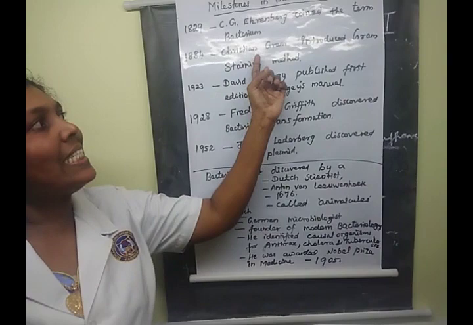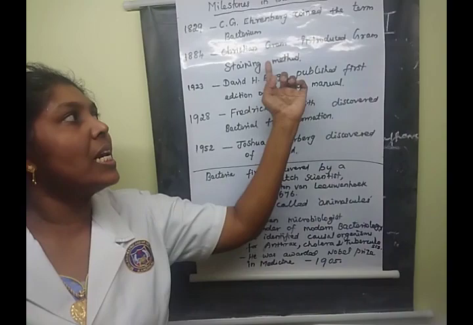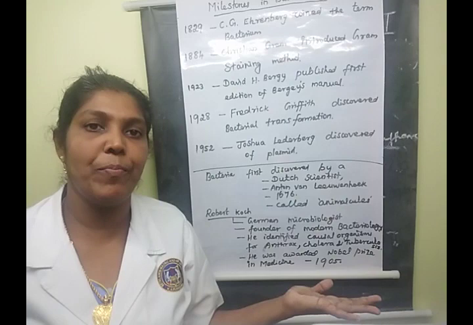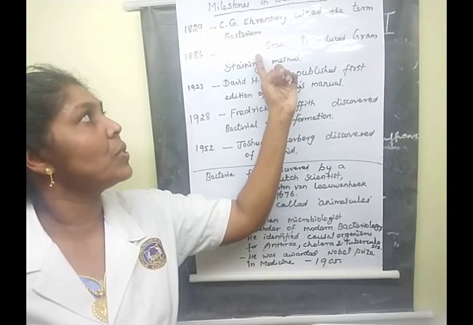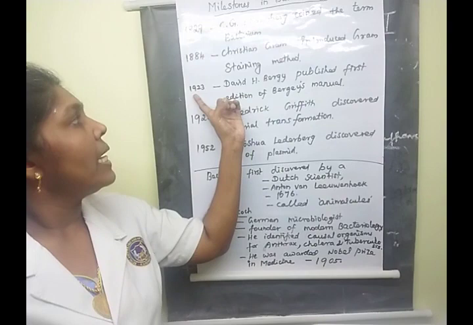In 1884, Christian Gram introduced the Gram staining method, which is widely used for separating bacteria into gram positive and gram negative types. The person who introduced that method is known as Christian Gram. Understood, children? Yes.